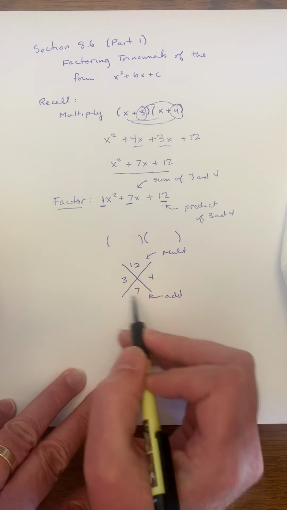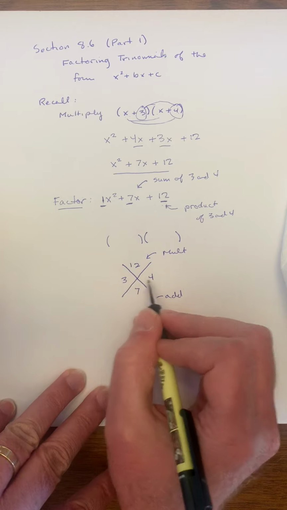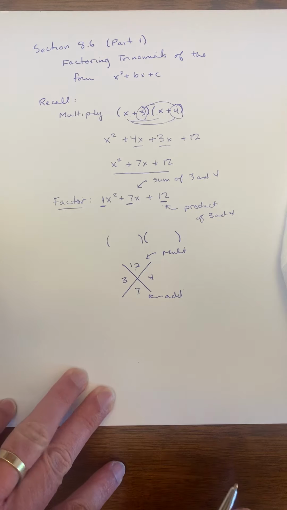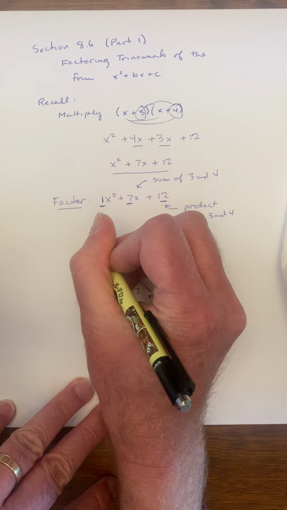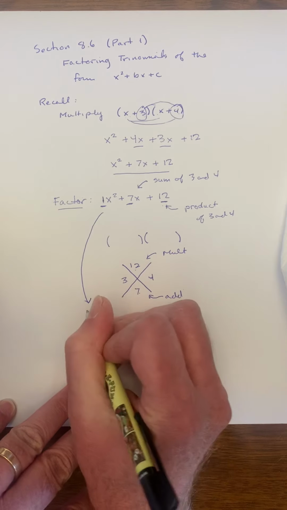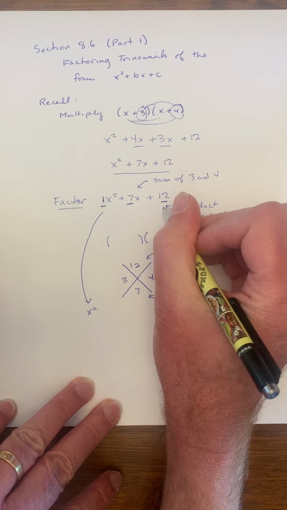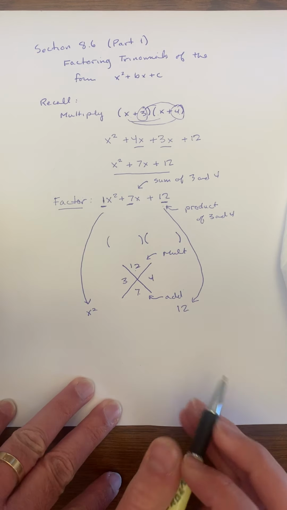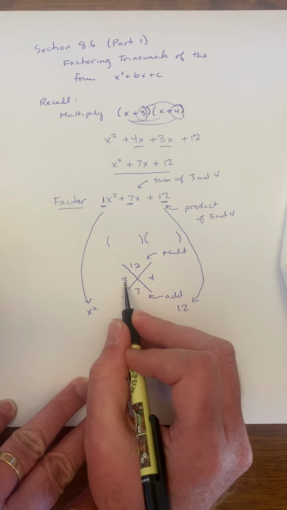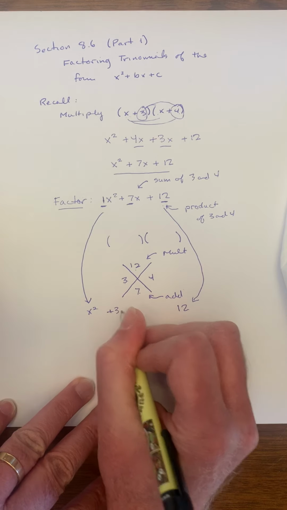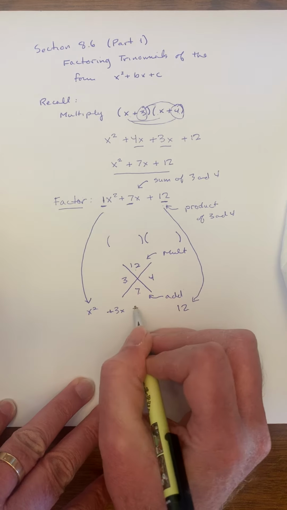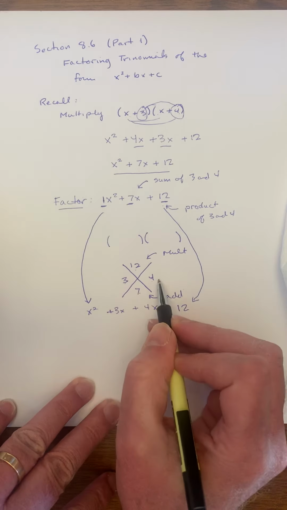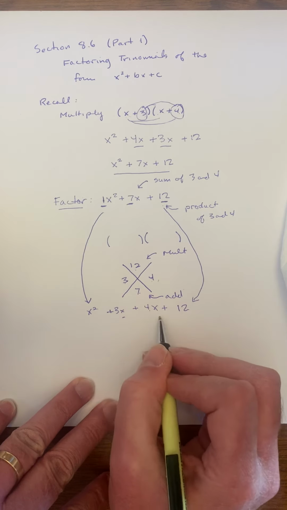So having made this X pattern, these two numbers add to make 7, and these two numbers multiply to make 12. Now watch what I'm going to do. I'm going to bring down this X squared from here, and I'm going to bring down this 12 from there. The 7x I'm going to break up. It's going to be 3x, and it's going to be 4x. So the 3 came here and the 4 came there, and they got the coefficient of x.